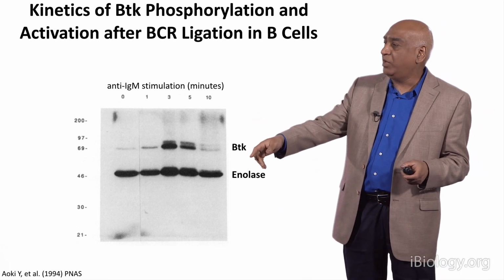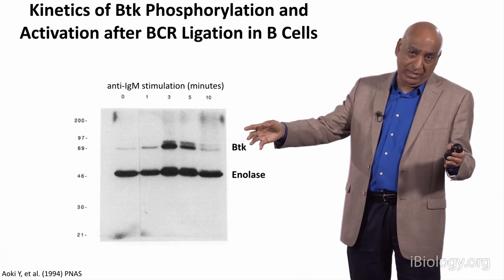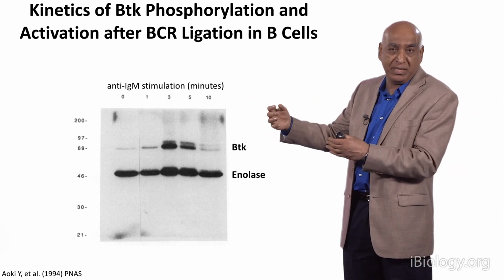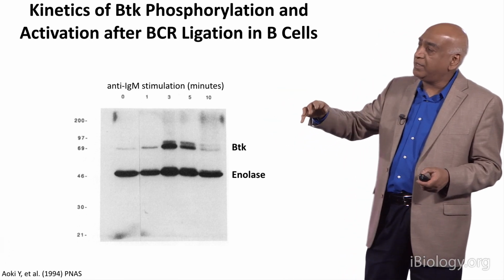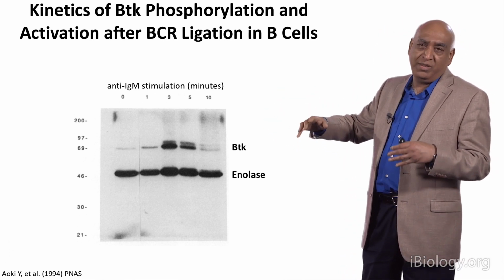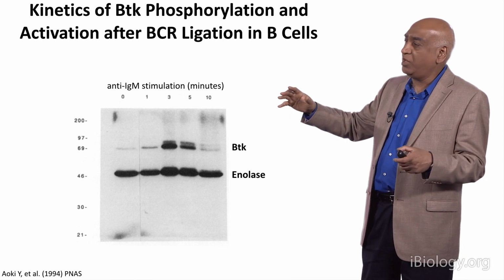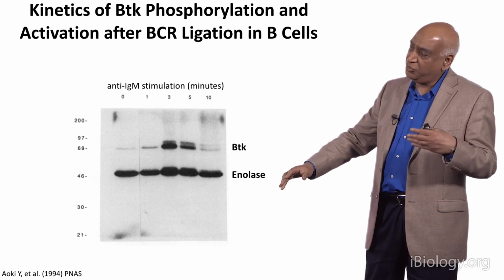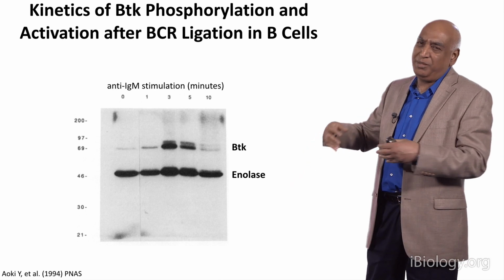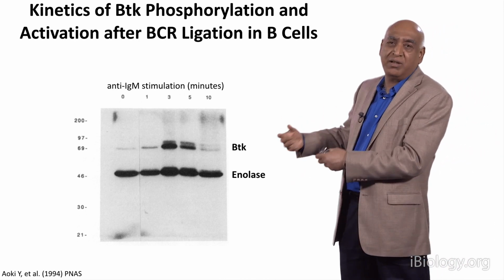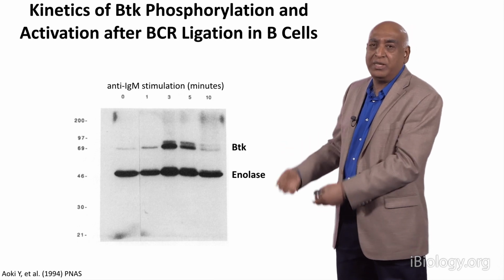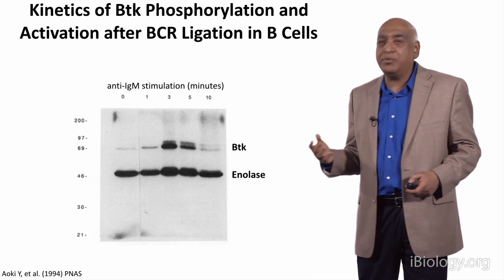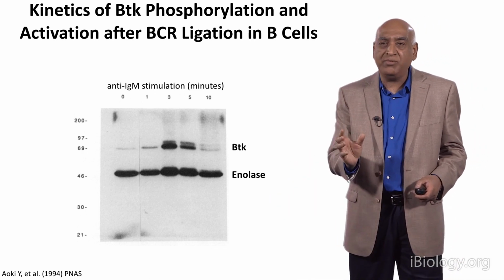When we activate the B cells, we're looking at stimulation. 0 is no stimulation, and then we're looking at 1 minute, 3 minutes, 5 minutes, and 10 minutes after we trigger the B cell receptor. And you can notice that by about 3 to 5 minutes, you see active phosphorylated BTK showing up. And then it also phosphorylates enolase, which is a substrate for any kinase. So it's showing you that there's increased kinase activity. So we are bringing down the BTK molecule, showing that it's tyrosine phosphorylated, and showing that it can also phosphorylate a target. So we are showing the activation of BTK after BCR ligation in B cells, but constitutive activation in pre-B cells.